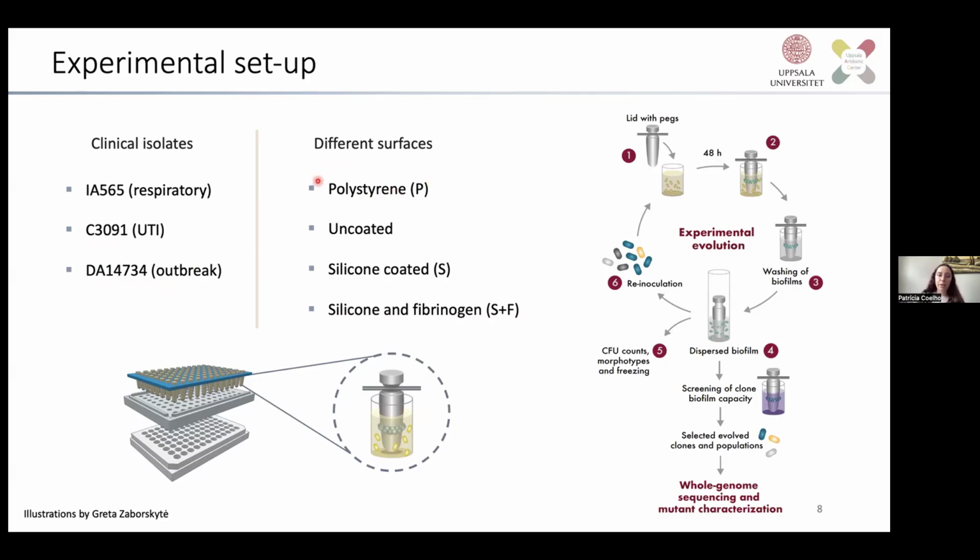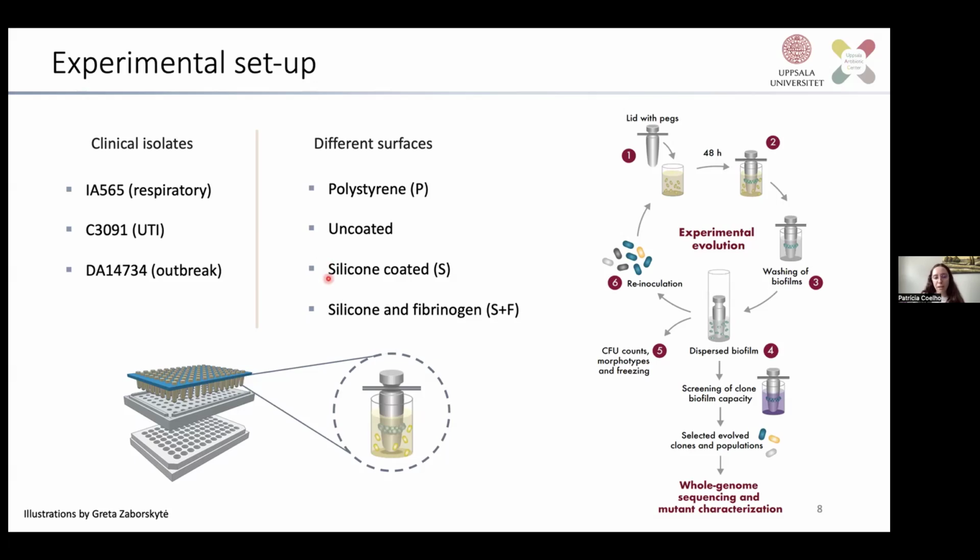So polystyrene, which is normal 96 well plates, and also different types of pegs. So we have this device here that was developed in our lab as well. And we have individual pegs that are inserted in a microtiter plate. And the cool thing about these pegs is that we can coat them with different materials. And in this study, we actually used uncoated pegs. So this is just a normal high temperature resin. And we also coated the pegs with silicone to mimic the medical devices.